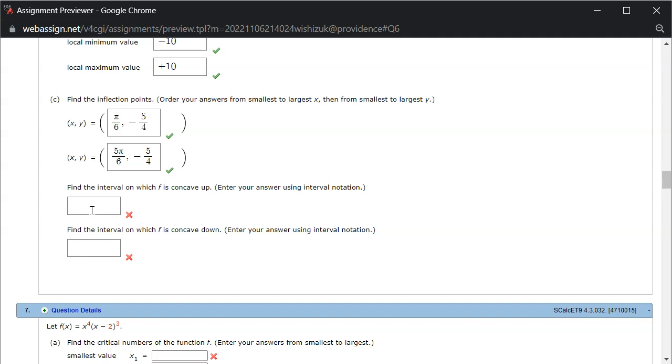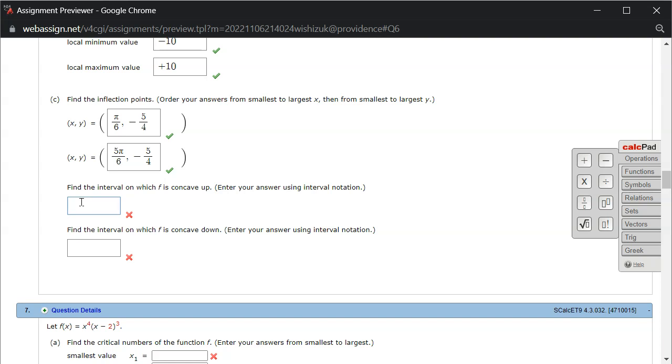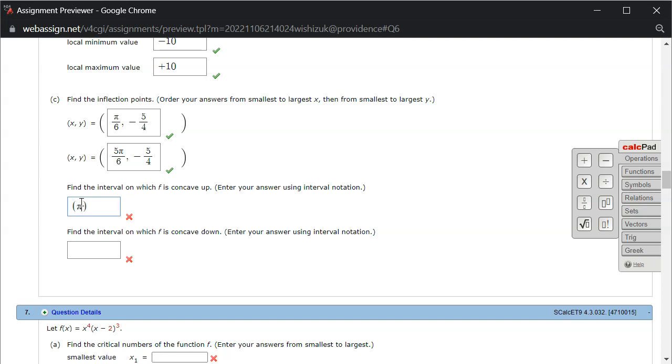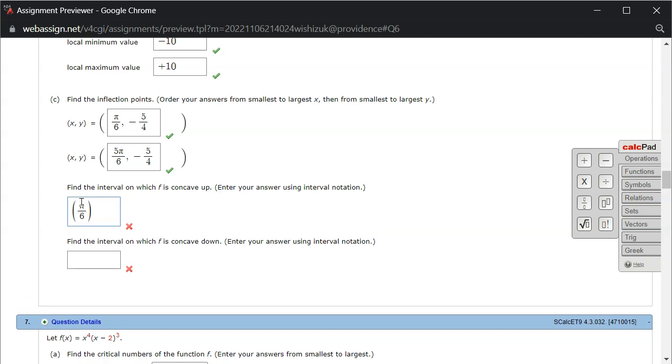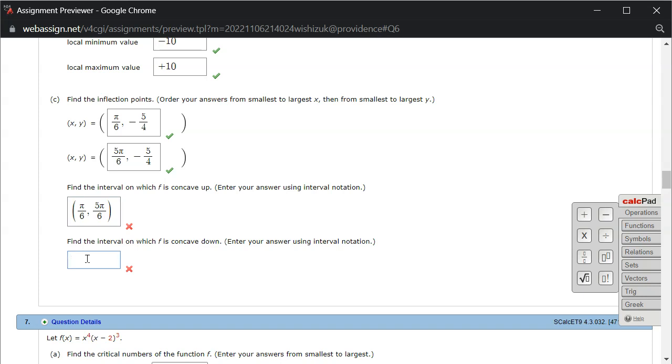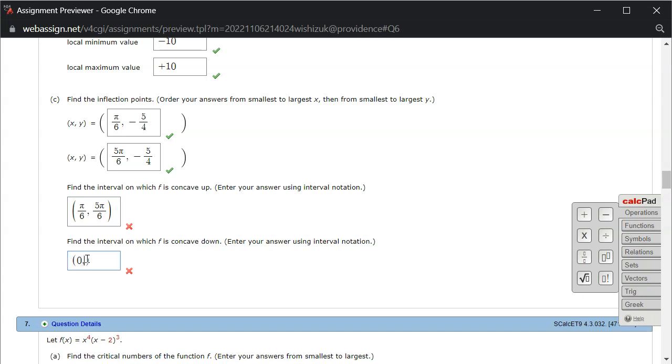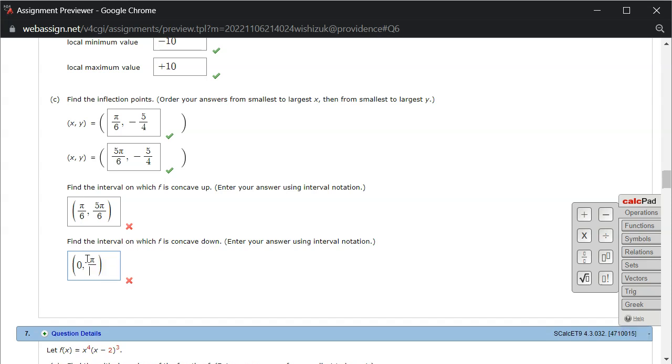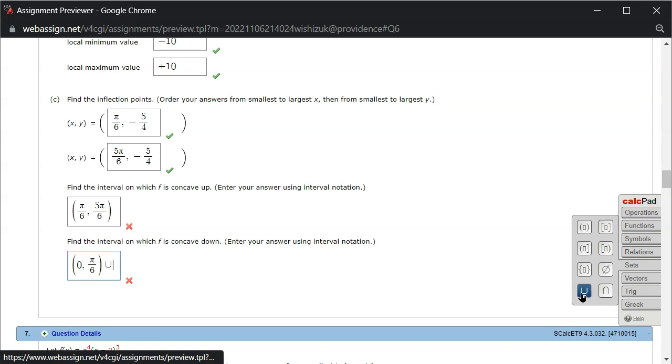Concave upward is going to be between pi over 6 and 5 pi over 6. And then concave downward would be everywhere else. It's going to be between 0 and pi over 6, and then we're going to have a union, so I'll put a union there, and then 5 pi over 6 to 2 pi.